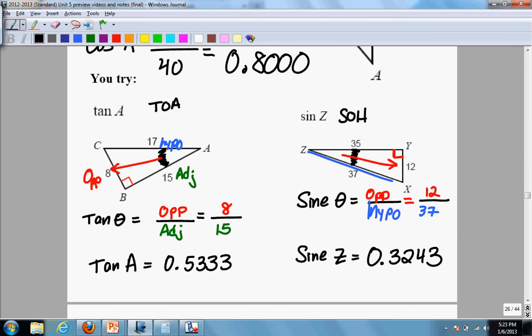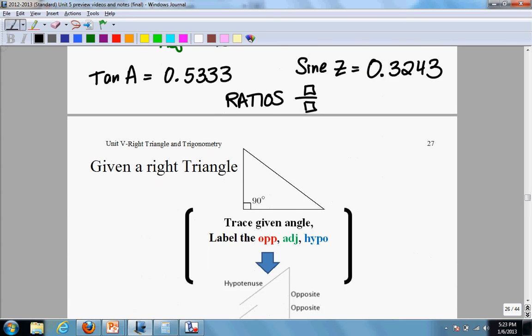Okay, these are called the ratios. Again, ratios are just fractions. Now, what do you do with these ratios? It's nice to know that you can make these lovely fractions of opposite, adjacent, and hypo, but what can you do with them? There are two major things that you can do.